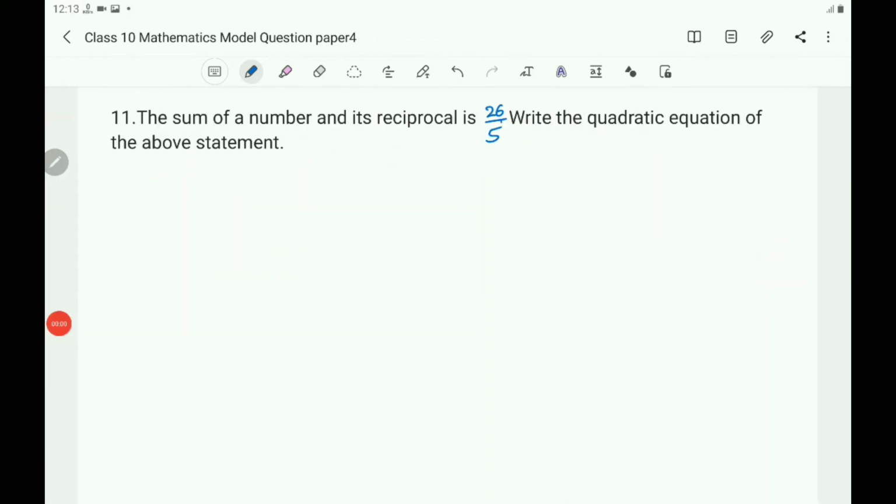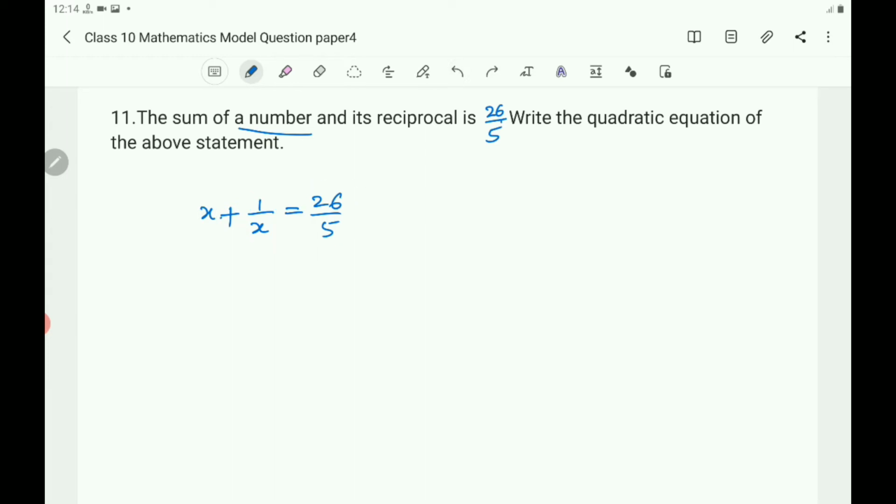Now the question number 11, the sum of a number and its reciprocal is 26 by 5. Write the quadratic equation of the above statement. So you take, let the number be x and its reciprocal is 1 by x. So the sum of a number and its reciprocal means x plus 1 by x is equal to what? 26 by 5. So sum of a number x and its reciprocal 1 by x is equal to 26 by 5.